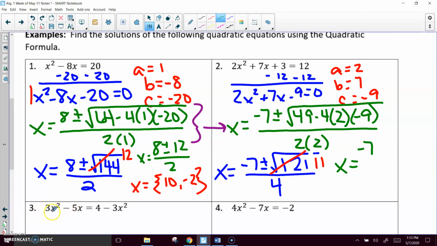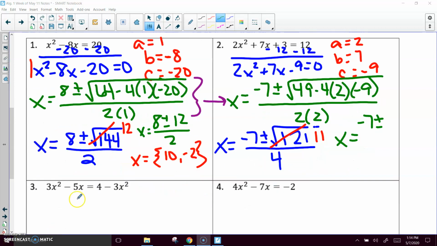I gotta hit pause for a second, just for me, fix my computer. Okay, I've got my computer fixed now.